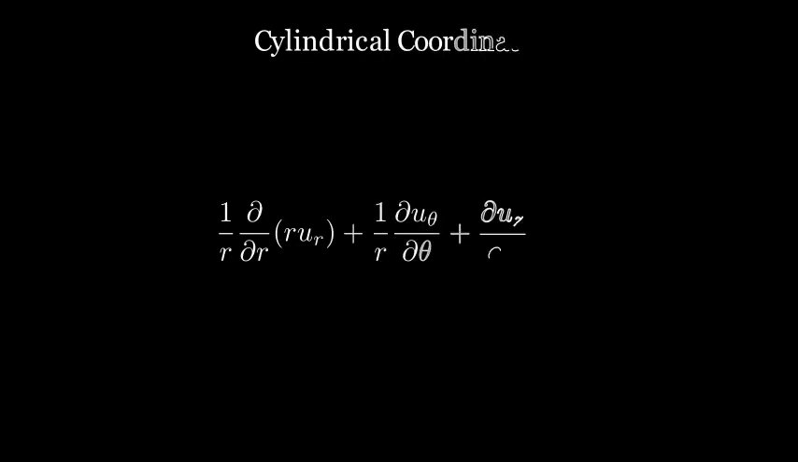Fluid flow isn't always in a simple box shape. Many problems involve cylindrical symmetry. In cylindrical coordinates r, theta, z, with velocity components u_r, u_theta, u_z, the continuity equation for incompressible flow takes on this form. Notice the extra factor of r in the radial derivative term, which accounts for the increasing circumference as you move away from the central axis.